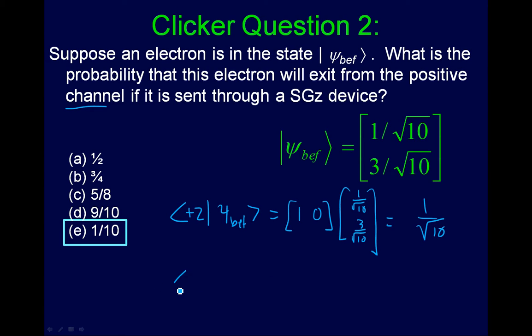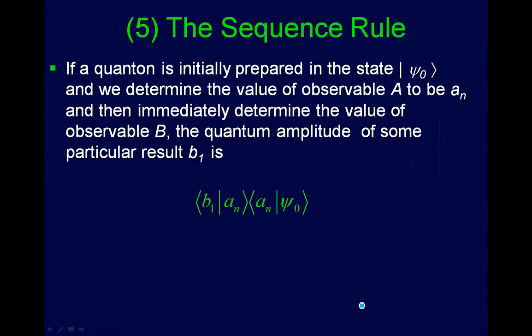And now the final step is I want to take that and take the absolute square. So that's something that sometimes people can forget, so you've got to be real careful. So I'm going to take the absolute square of this, which is just 1 over root 10, and so I get 1/10. So 10% chance that it's going to come out from the positive end of the SGZ device.